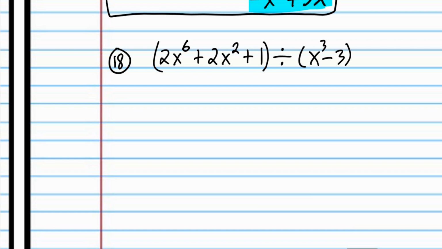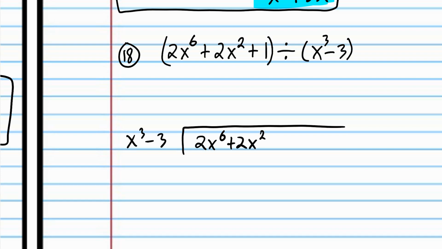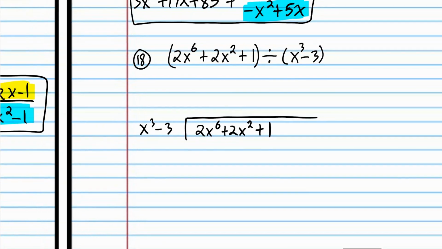Okay, we're back. So we're going to write the divisor and the dividend. But notice that there are gaps when it comes to the degree of each term. We go degree 6, degree 2, degree 0. So that means we're going to have to worry about alignment, probably. So x cubed times what is equal to 2x to the 6th? And the answer is 2x cubed.